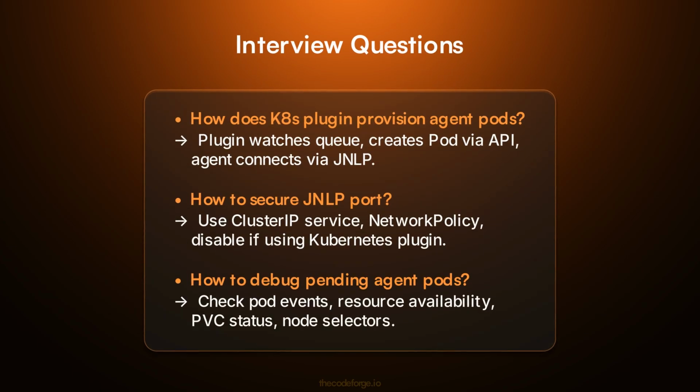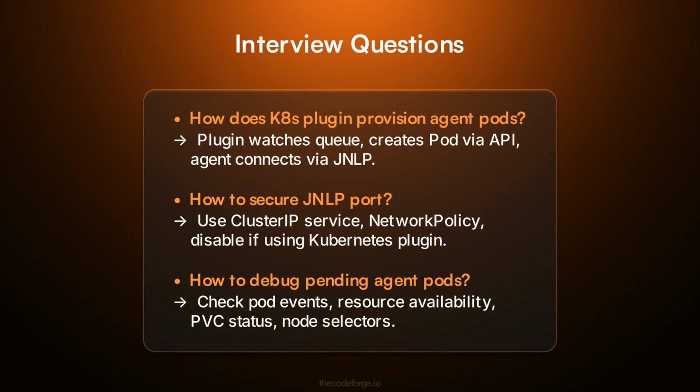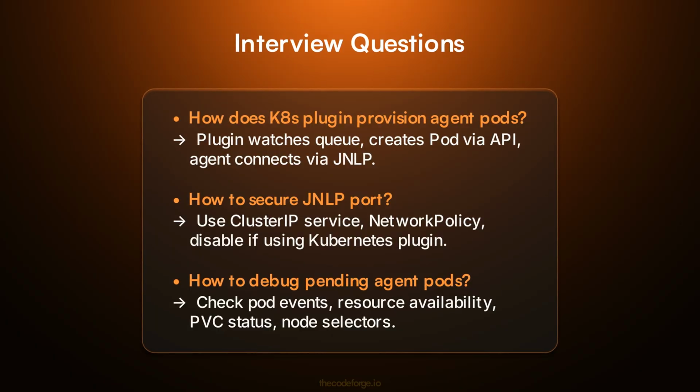Let's run through some common interview questions. How does the Kubernetes plugin provision agent pods? The plugin watches the queue, creates a pod via the API, and the agent connects via JNLP. How to secure the JNLP port? Use a cluster IP service and network policy. How to debug pending agent pods? Check pod events, resource availability, PVC status, and node selectors.